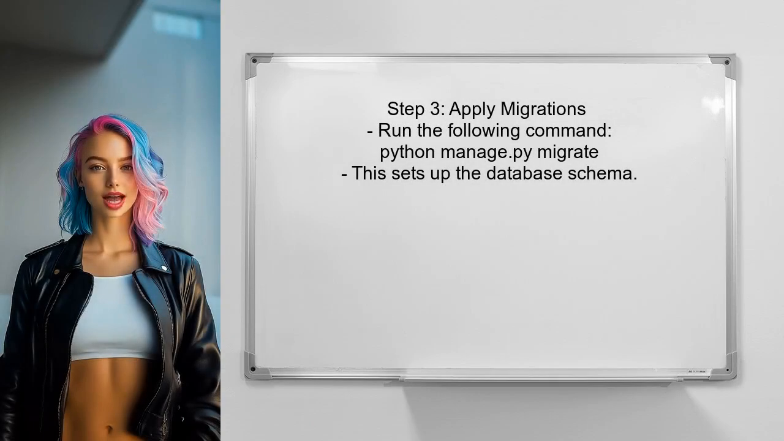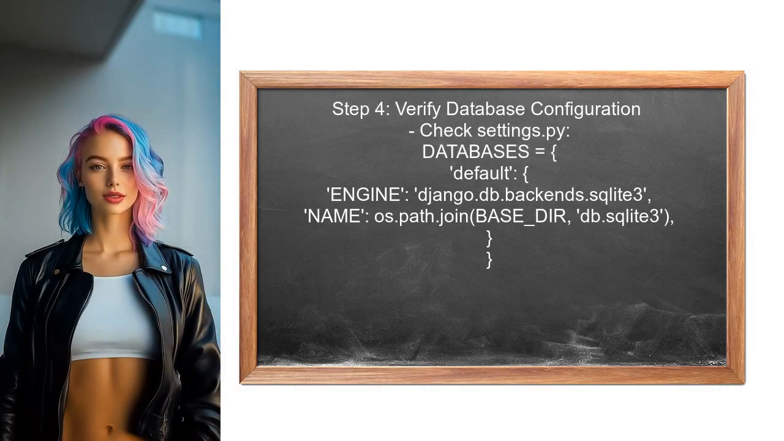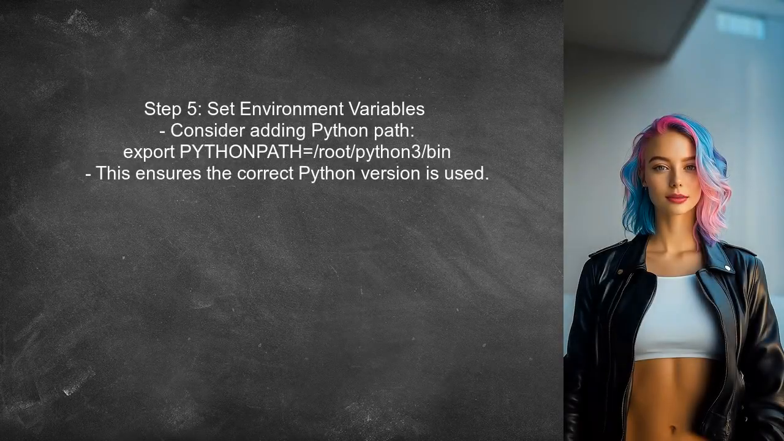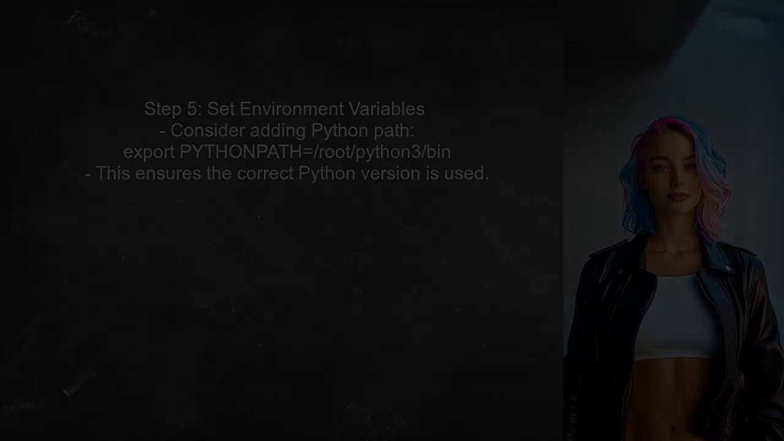After creating the migrations, the user should apply them by running the command python manage.py migrate. This will set up the database schema according to the migrations created. If the user still encounters issues, they should check the settings in the settings.py file to ensure that the database configuration is correct. The default database engine should be set to SQLite. Finally, if the user has not set any environment variables, they should consider adding the Python path to their environment. This can help ensure that the correct Python version is being used.